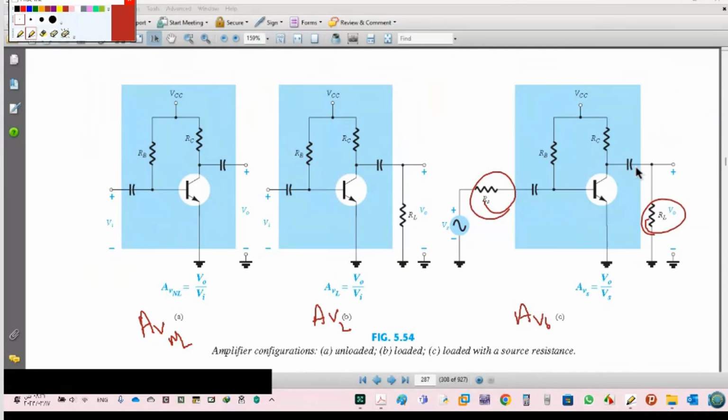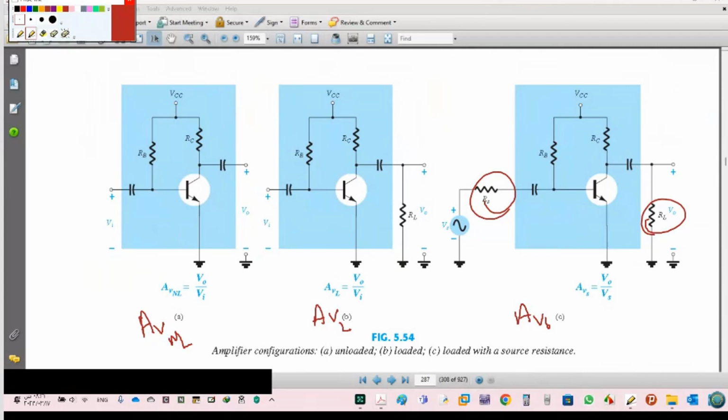Until now, what did we calculate? AV, this is just for no load, without RL. If I add RL, it will be AV load. If I add VS, that means AVS, that means I enter the load and the configuration, for both load and RS, one for load, one for generator.